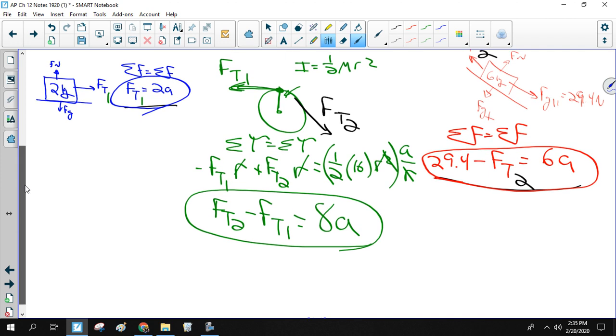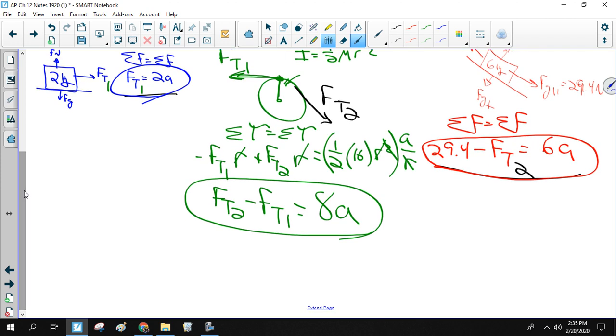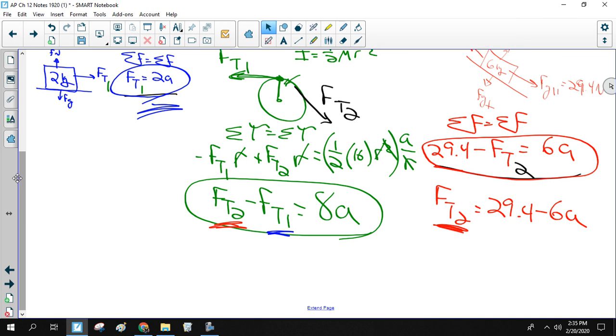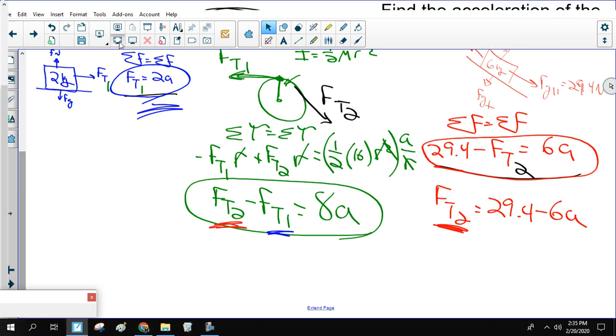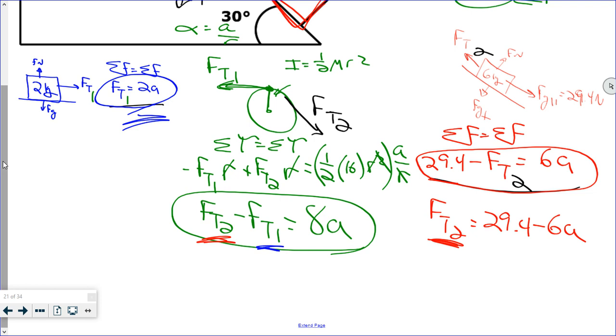I think what I would probably do is solve the blue and the red equations for the two tension forces and plug those in. The blue one's already solved for tension. Let's solve the red one for tension 2. And you get force of tension 2 equals 29.4 minus 6A. So now I'm going to substitute this in here, and I'm going to substitute this in here. We'll embiggen our screen. Come on, smartboard. There we go.